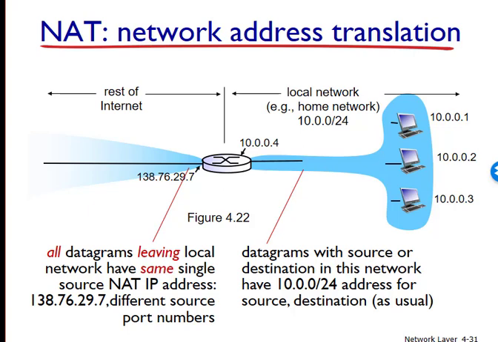Fortunately, there is a simple approach to address allocation. It's Network Address Translation, NAT. This figure 4.22 that you see here shows the operation of a NAT-enabled router. The NAT-enabled router residing in the home has an interface that is part of the home network. Addressing within the home network is exactly as we have seen before. All four interfaces in the home network have the same subnet address of 10.0.0.0/24.